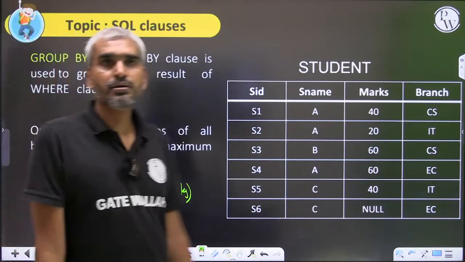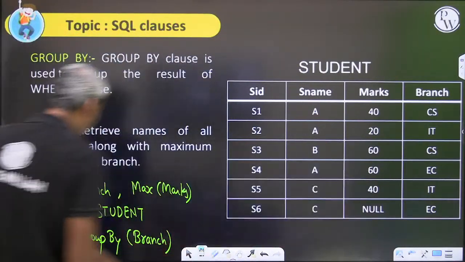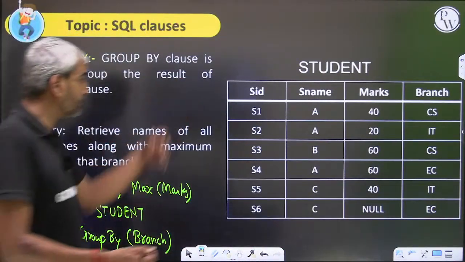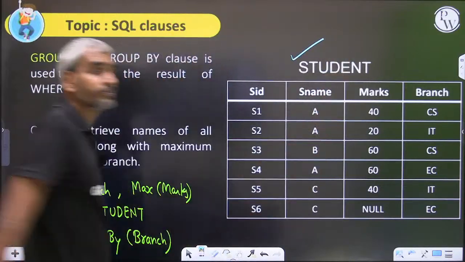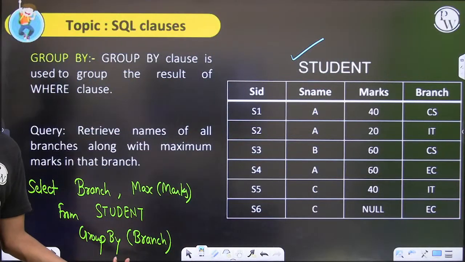Group by branch. Now what will happen? Sir, this time, please try to understand the order. You will take the student table, so that's from student. Do we have any where clause? No, sir. No where clause.